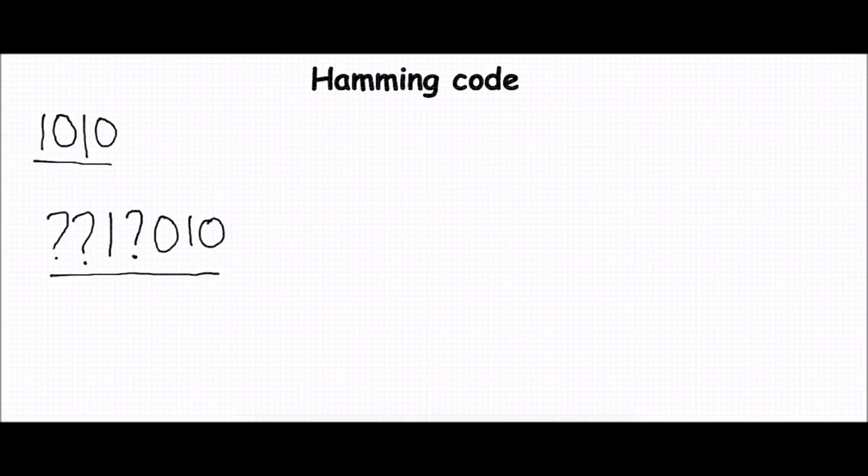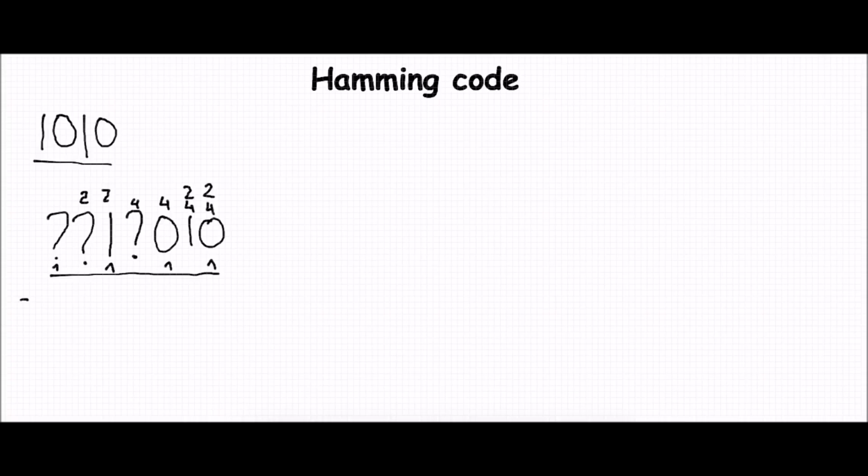Now we have our code like this. The important thing is to know which control bit controls what bits. So the first one controls the one itself, skips one, controls this one, skips, controls, skips, controls. The second bit controls the one itself and the one next to it, skips two, controls these two. The third control bit controls the one itself and the three next to it.